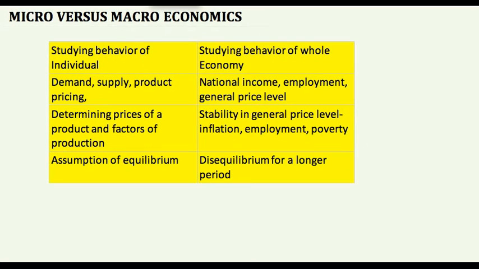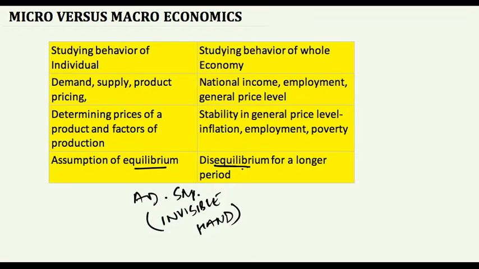The last point is assumption of equilibrium. In microeconomics, it is assumed that an economy will always return to equilibrium no matter where it stands today. This assumption was provided by Adam Smith through the theory of invisible hand, wherein he said that an economy functions on its own through the invisible hand and returns back to equilibrium no matter where it is taken.